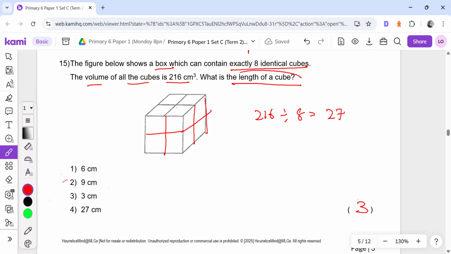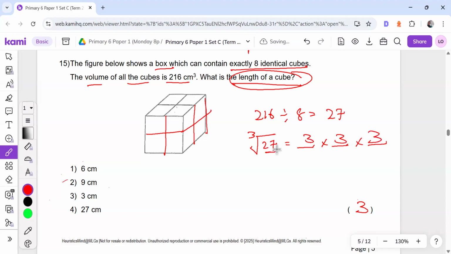So how do I find the length of a cube? Your teacher must have taught you something called cube root. What is the cube root of 27? You can't use a calculator, so you will have to guess and check what times what times what. You have to think of a number. Is it 2 times 2 times 2 or 3 times 3 times 3 equal 27? So every side of the cube is how long? 3 centimeters.